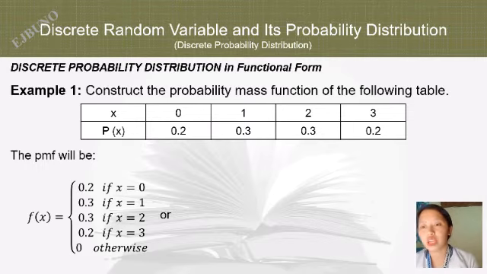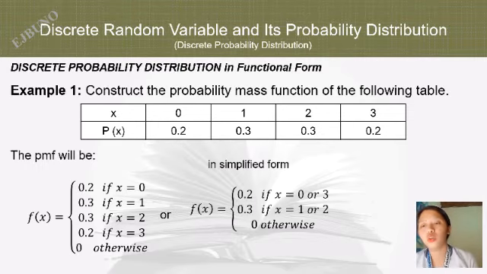Or f of x is equals to 0.2 if x is equals to 0 or 3, 0.3 if x is equals to 1 or 2, 0 otherwise.